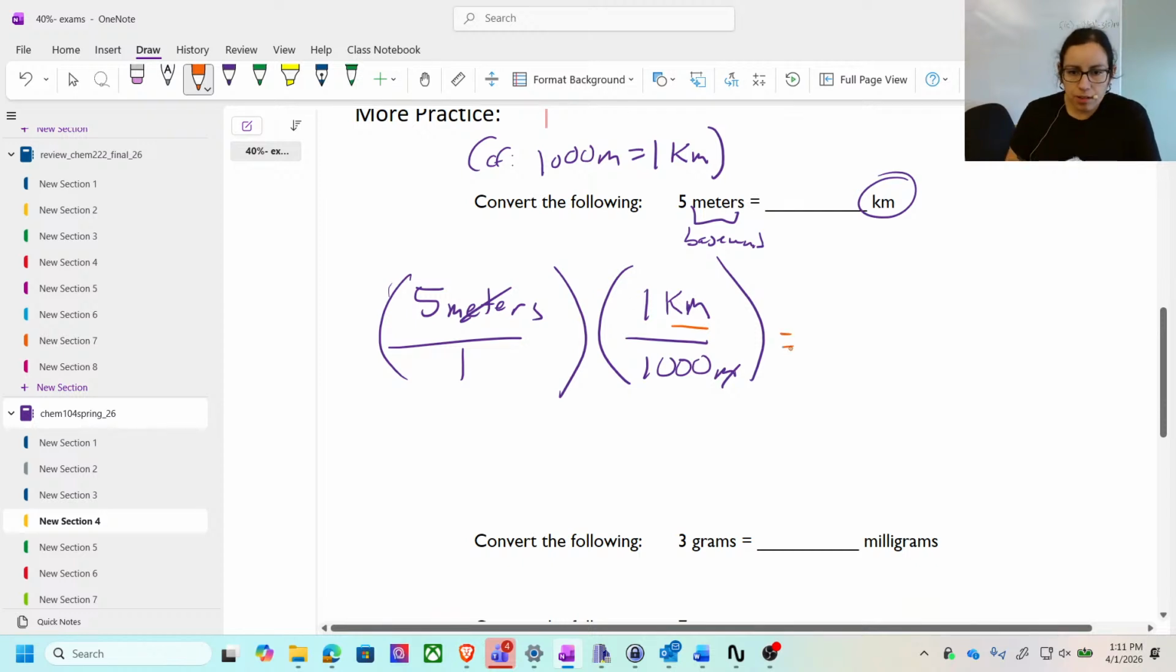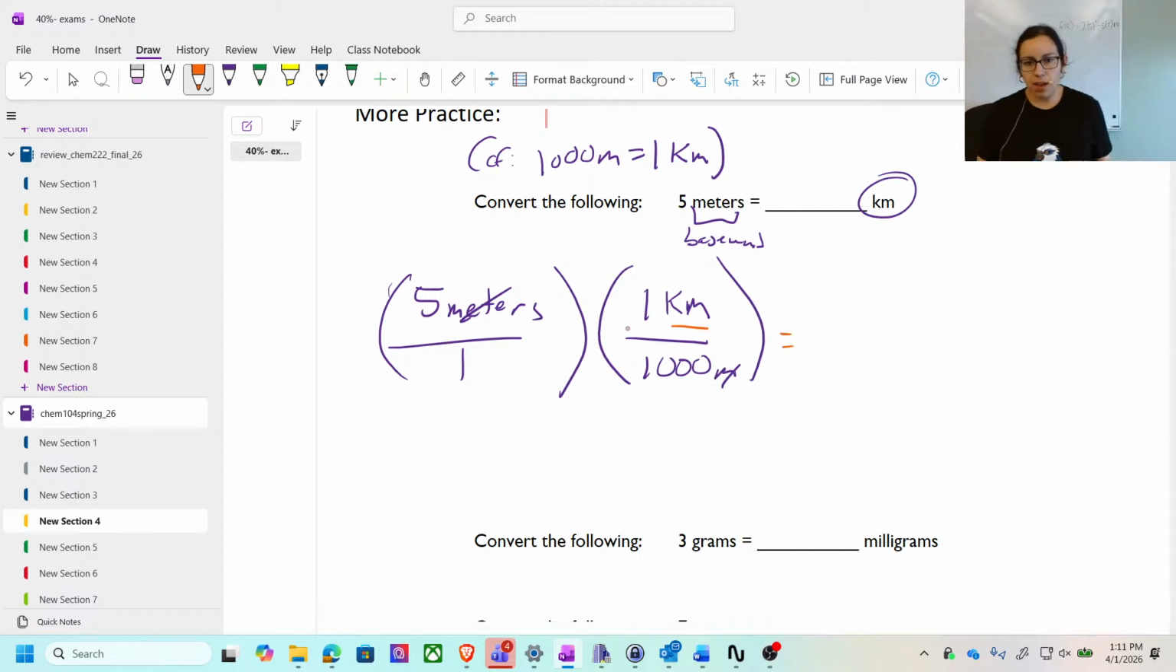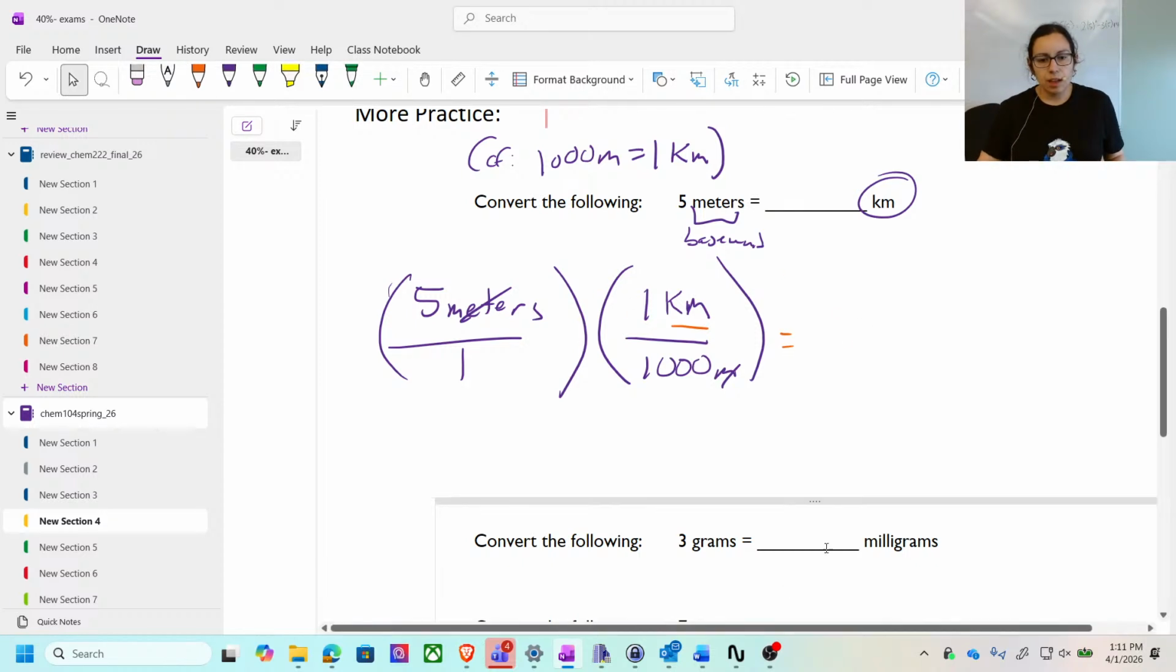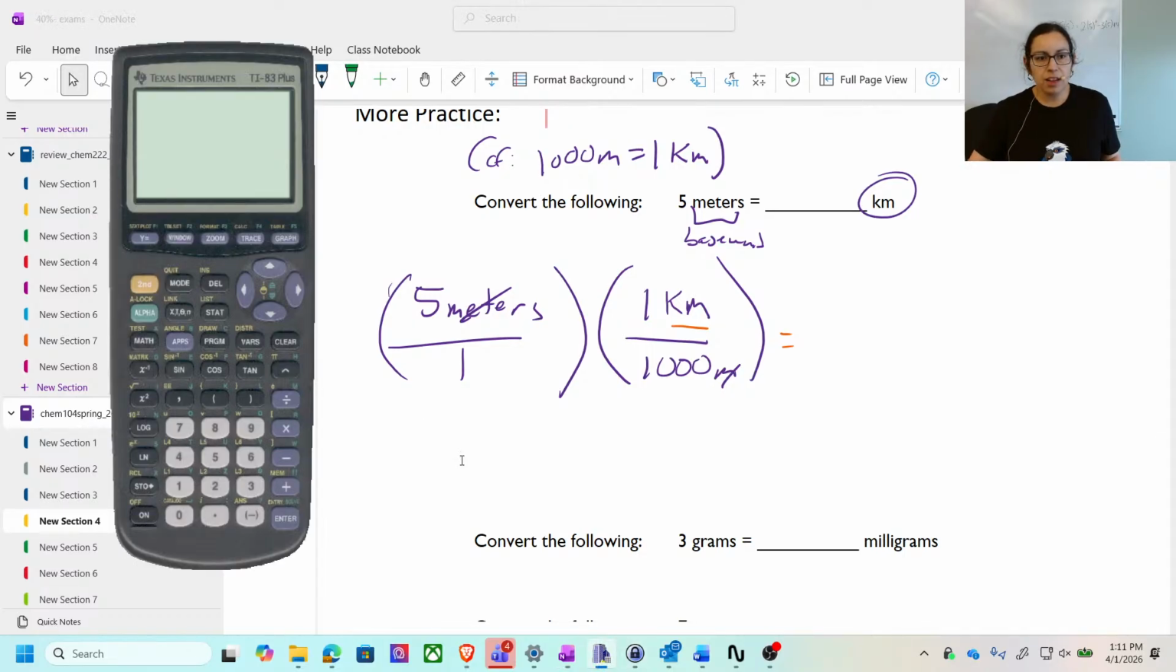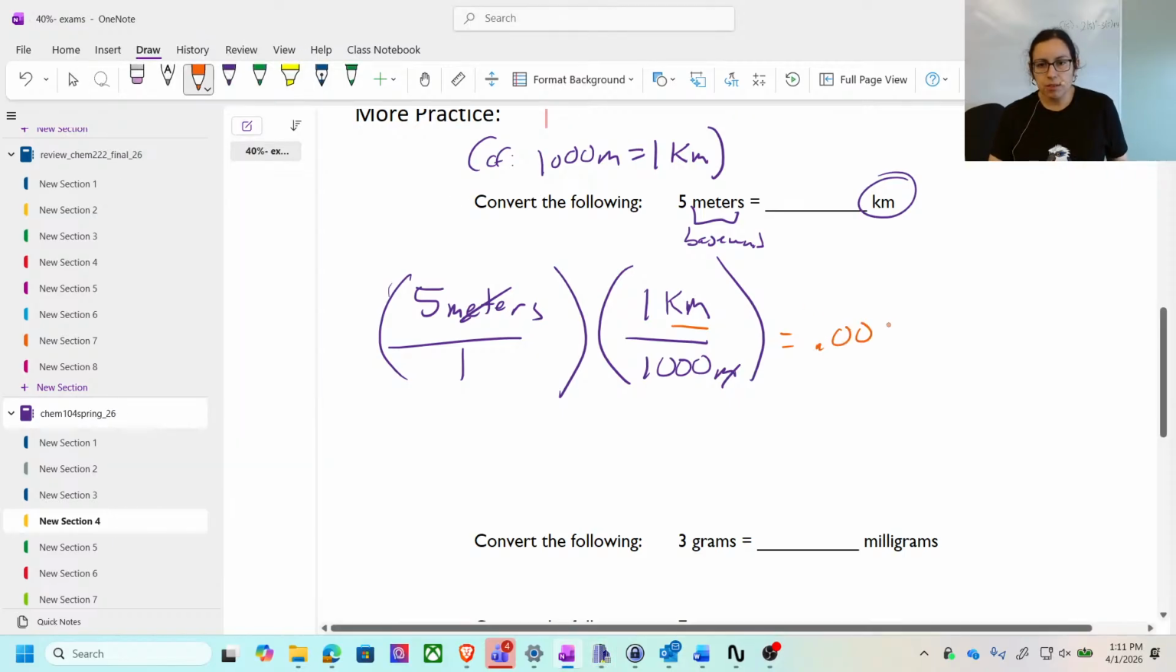Then you can do a little bit of mental math, or use a calculator if you have one handy. I would test your mental math skills: move your decimal over 1, 2, 3. Or just make sure you're using the calculator you are comfortable with. And so we should get the answer of 0.005 kilometers there.